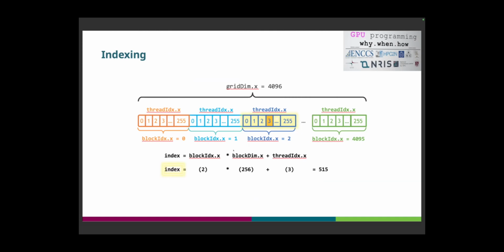And based on this, we can assign that it works on the element of the array which corresponds to this index. So in this case, for this orange thread, we take the local index inside the block, which is 3, and then we add to it the number of threads which you have up to this point. So this is the block index, which is 2, and then the size of the block, which is given by this intrinsic variable block dim.x. So in this case, this orange thread will actually work on the index of the array 515.